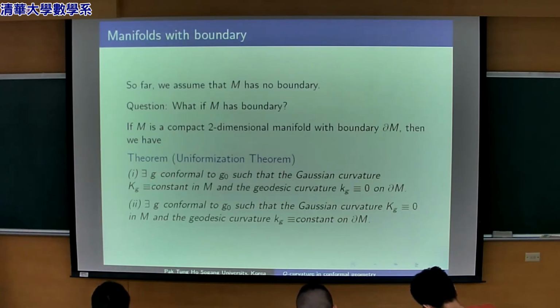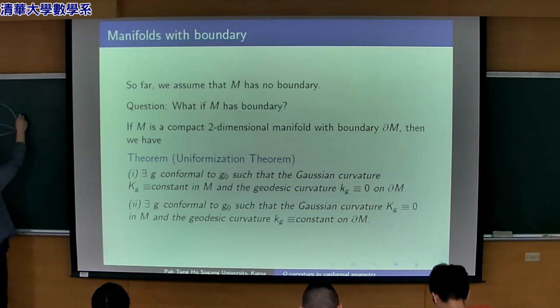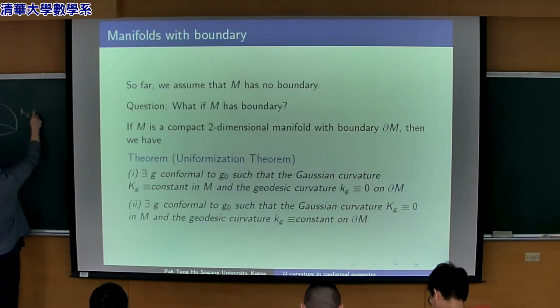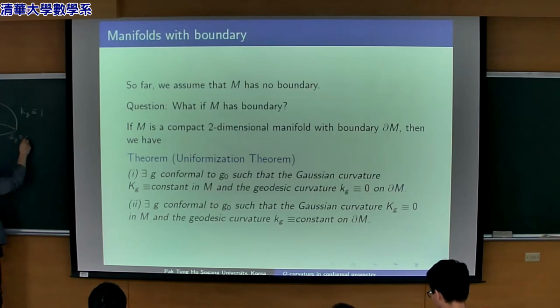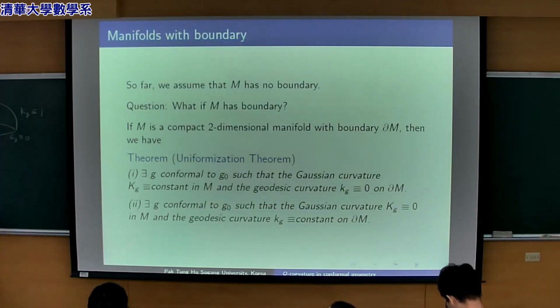For the first case you have the upper hemisphere, S2 plus. In the interior, the Gaussian curvature is constantly one. But on the boundary, the equator is a geodesic, therefore the geodesic curvature vanishes. This is the first case.